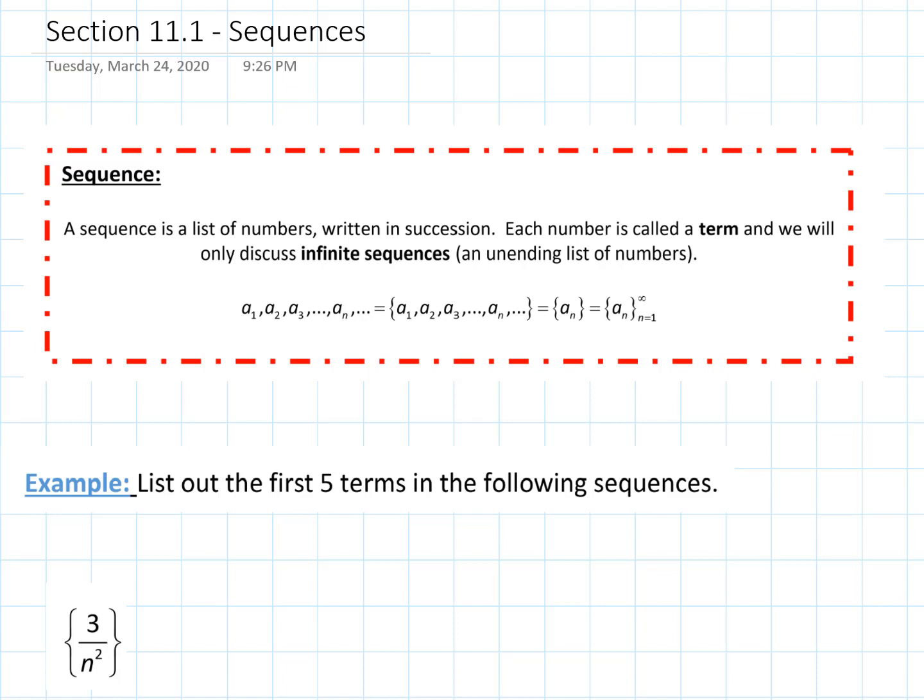We're now going to start a new chapter, chapter 11, on sequences and series. So to get started, let's talk about what a sequence is. A sequence is a list of numbers written in succession, and each number is going to be called a term.